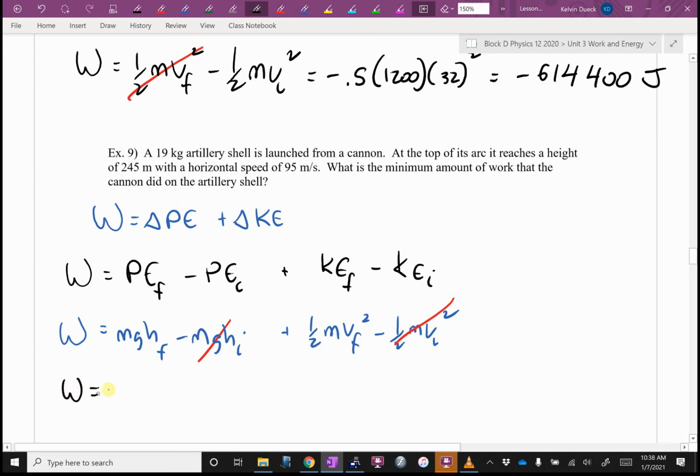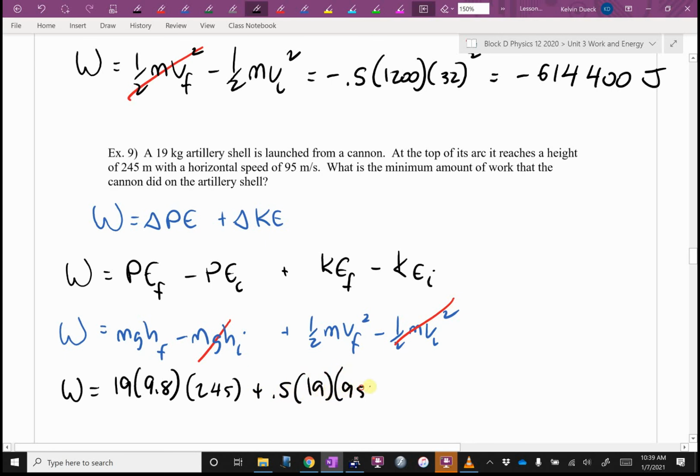What's M? What's G? And positive, because we're in scalarville here. Don't need to worry about a negative 9.8. What's H? 245. Plus 0.5. What's M?